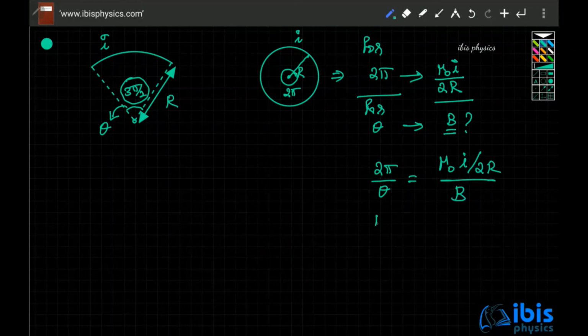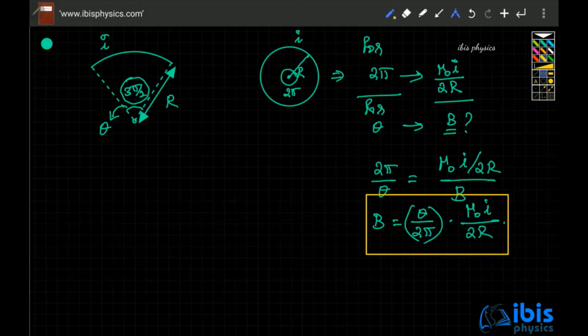When you cross multiply, B equals theta by 2 pi into mu naught I divided by 2r. So if you have any arc carrying current I having radius r, this is the magnetic field. You should never forget it. This is the magnetic field.